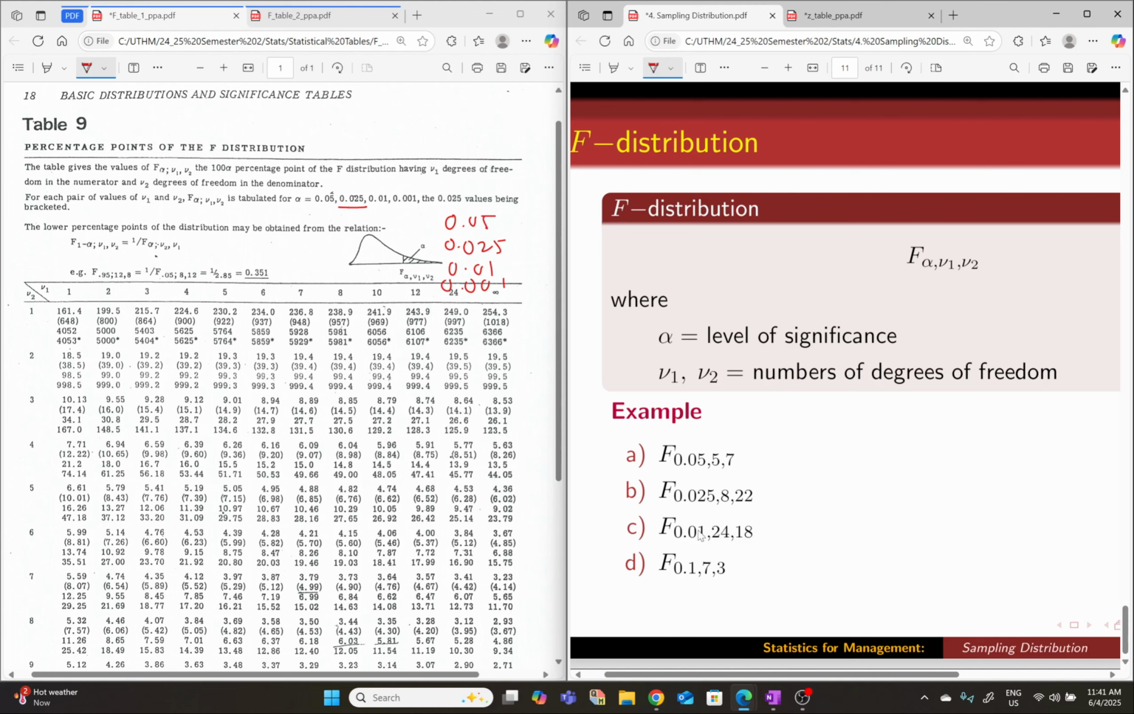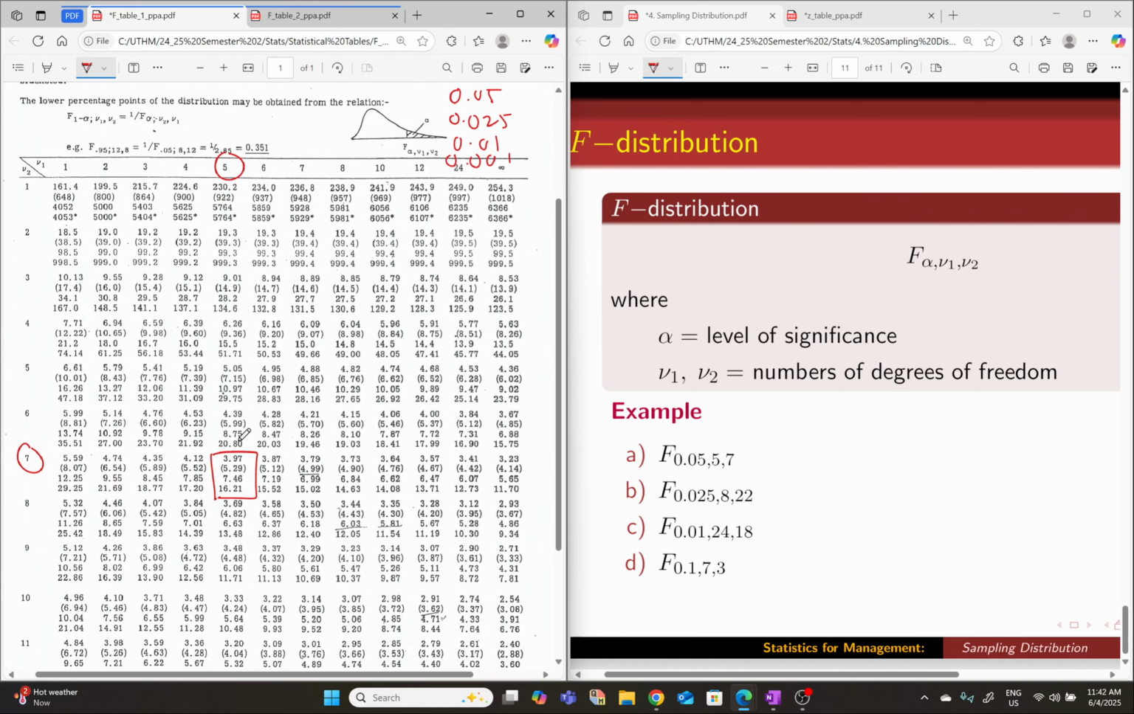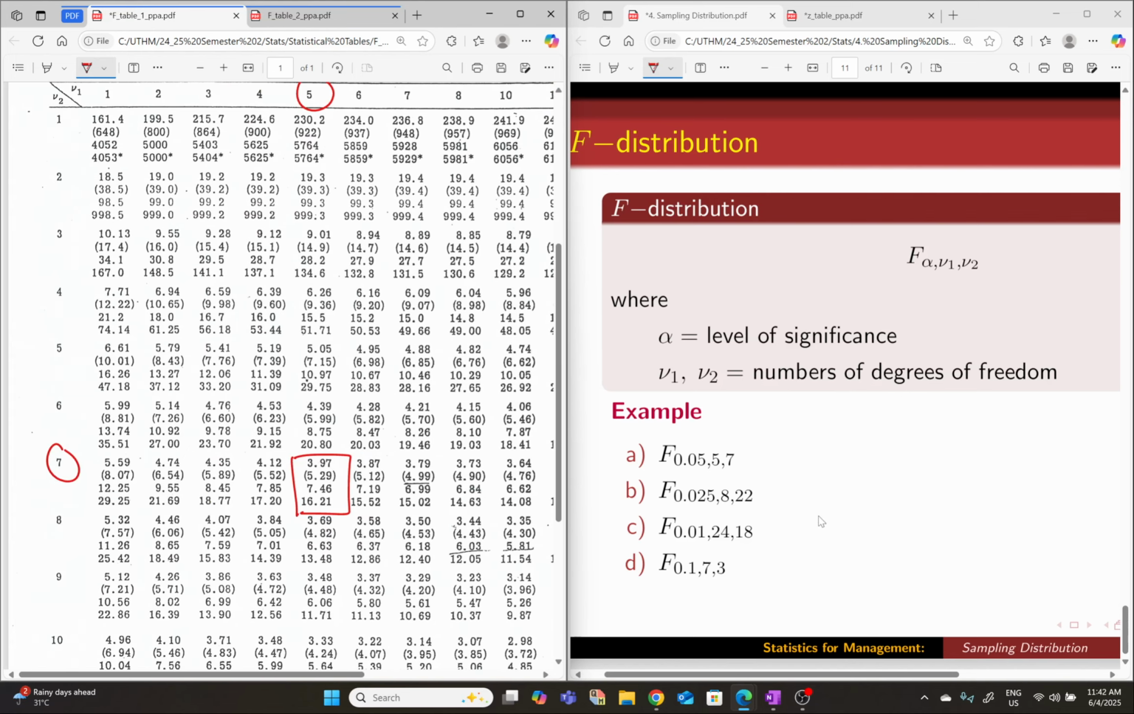Now first of all, to read the F table, look at the degrees of freedom first. 5 and 7. 5 is here, 7 is here. So what are the 4 numbers you have? The 4 numbers are these. Follow me. The 4 numbers for 5 and 7. All these can be your answer.